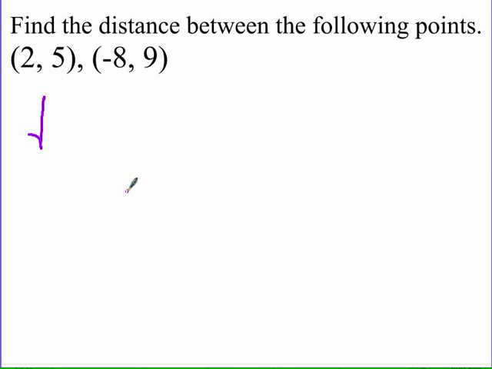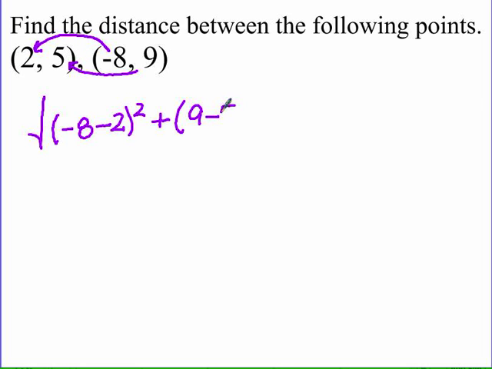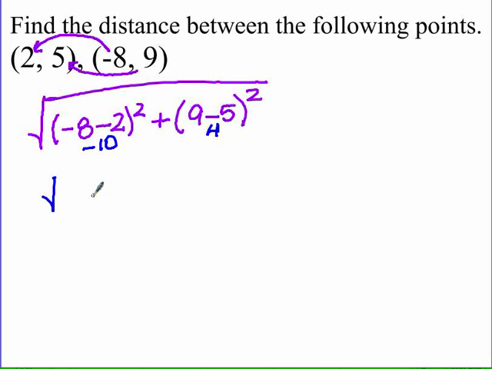Okay? And you don't have to memorize this. It's on that sheet for you. So I'm going to do -8 minus 2, quantity squared. Plus, now I got to do 9 minus 5, quantity squared. Okay? So what is -8 minus 2? -10 and 4. So if you square -10, what do you get? 100.